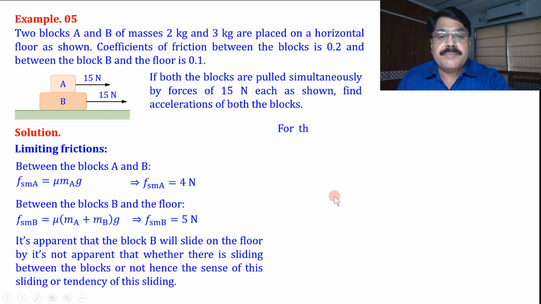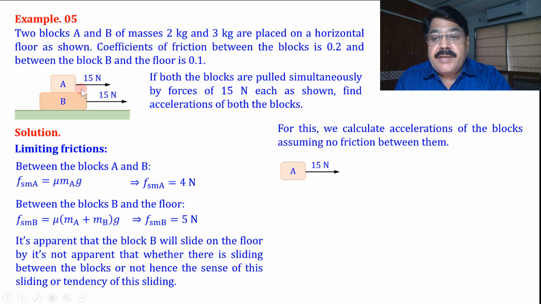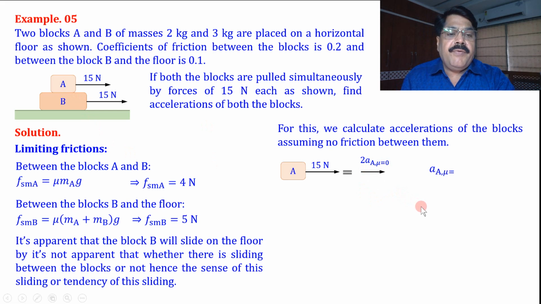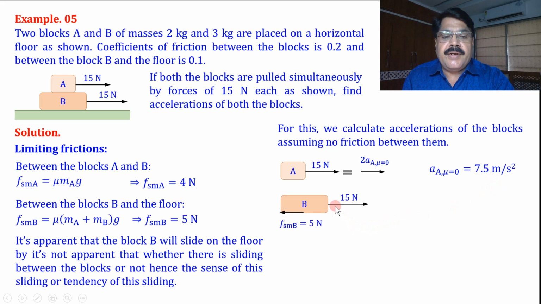Now calculate the acceleration. For this, we calculate the accelerations of the blocks assuming no friction between them. So at A there is only the force 50 Newton, and it is mass of A into acceleration of A. So 2 a_A with mu 0, where mu 0 means only here mu is 0. So a_A is what? 7.5 meter per second square. Similarly, we calculate a_B, that is 50 Newton and 5 Newton here. So we have 3 a_B with mu 0, that is what? a_B with mu 0 is equal to 3.33 meter per second square.